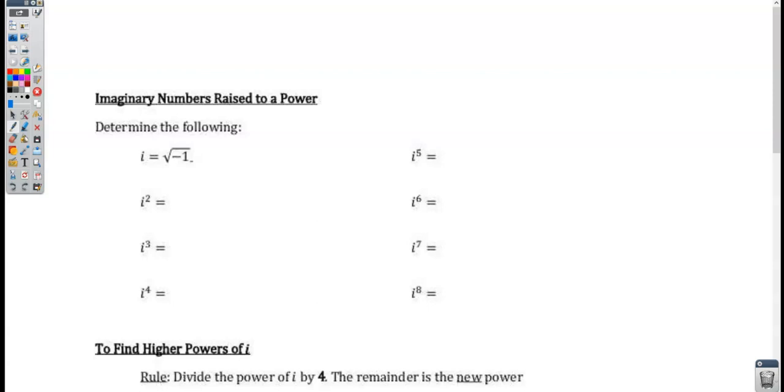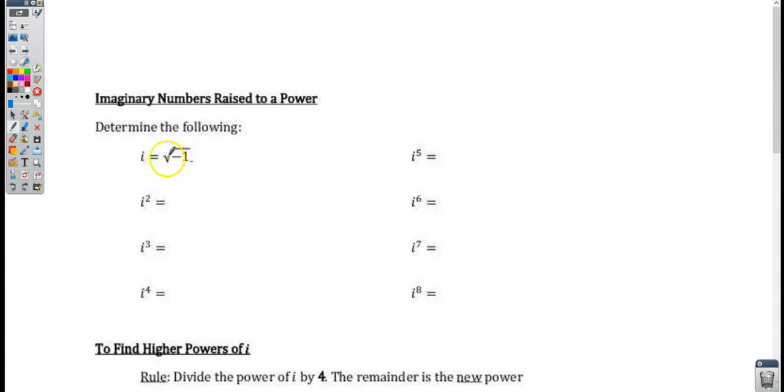Alright, welcome back everybody. This is our second video for the lesson on dividing complex numbers. And our focus here is going to be on raising i to higher powers other than the first. We've already looked at the second, but we're going to look at what happens when we raise it to even higher powers than that. So we'll go ahead and start with that.